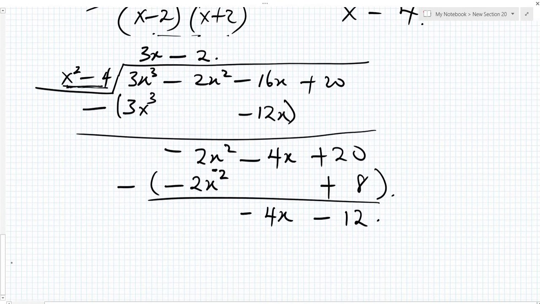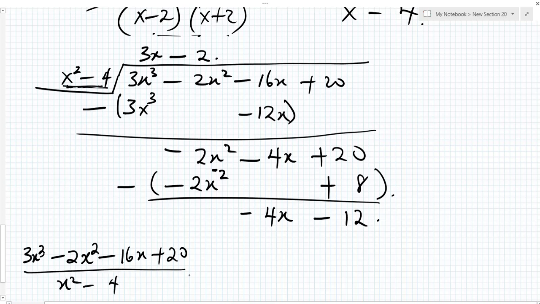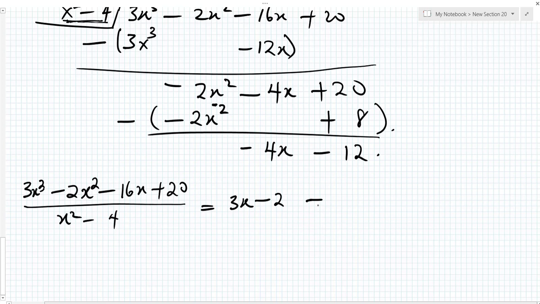So that means dividing this function, 3x cubed minus 2x squared minus 16x plus 20, with x squared minus 4, we have 3x minus 2 minus 4x plus 12 all over x squared minus 4. So we have something like this.